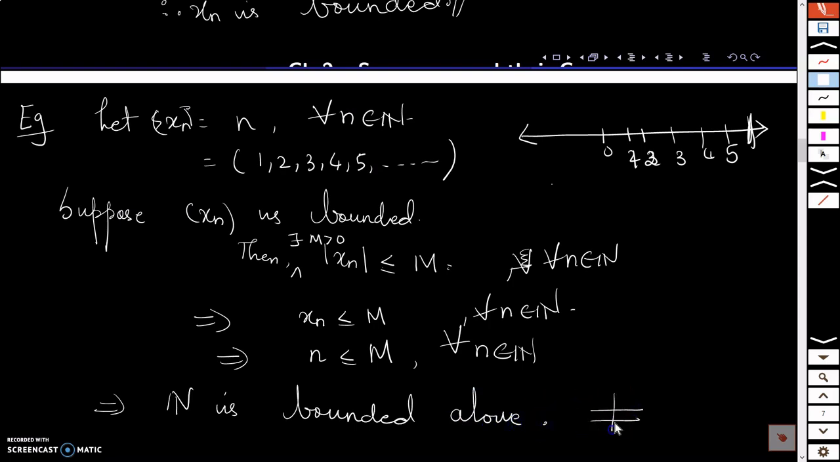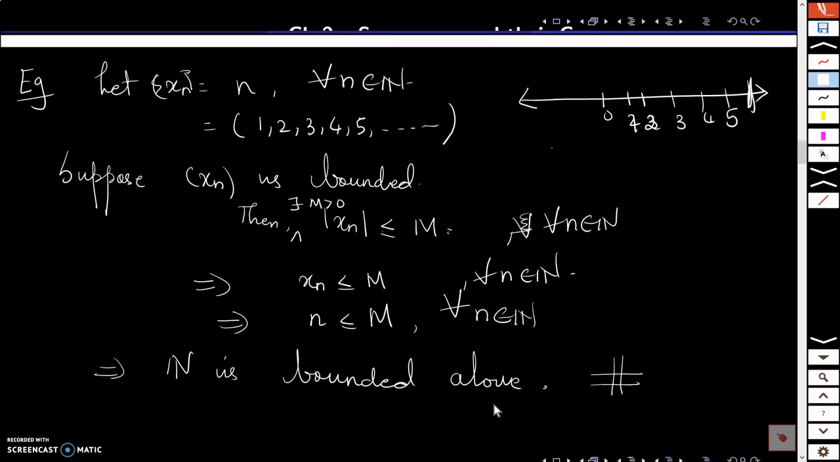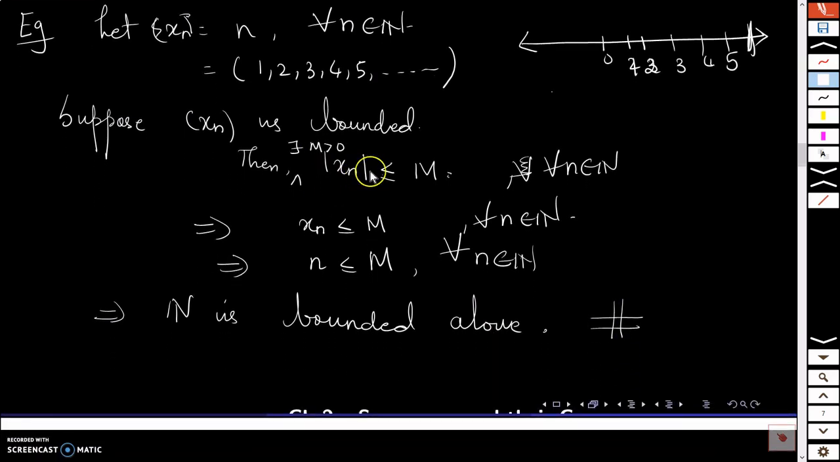So that's a contradiction because we know that the set of natural numbers is not bounded above. So our conclusion is that our assumption is false and therefore the sequence xn is unbounded.